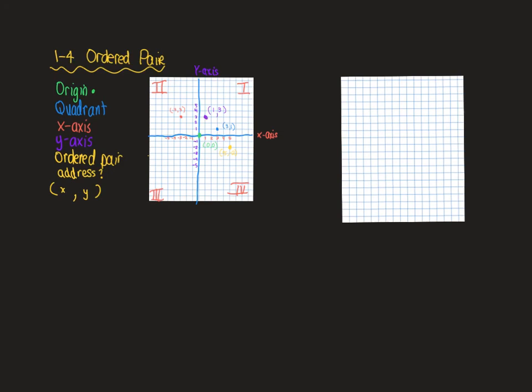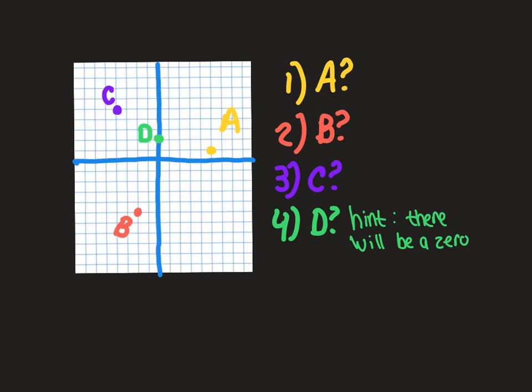All right, so let me write your questions. Your questions are going to be here. They're not in your textbook. They're just going to be right here. All right, so you're going to pause the video, and here are your questions. You're going to have 4 questions in Google Classroom, A, B, C, and D. What are the ordered pairs of each of those dots? And number 4 is tricky, number 4 is hard, but I gave you a hint.